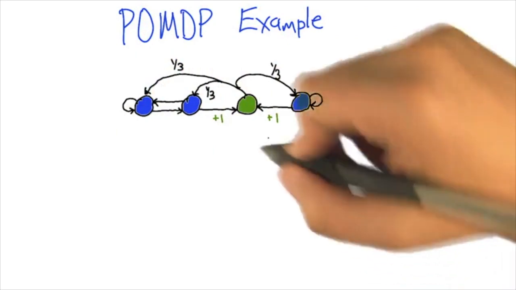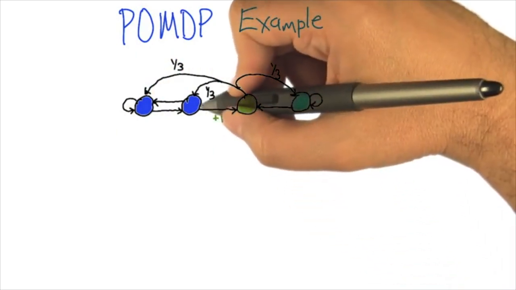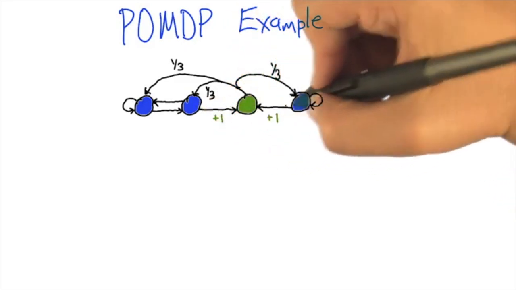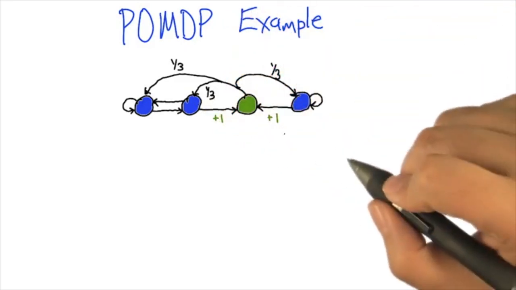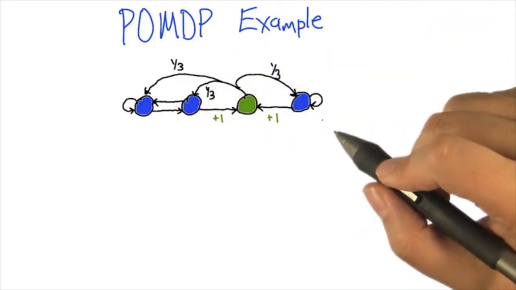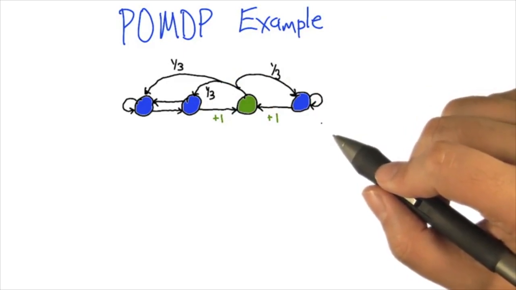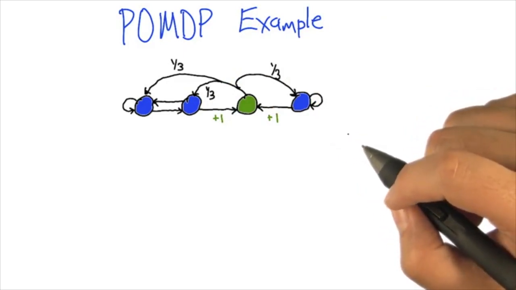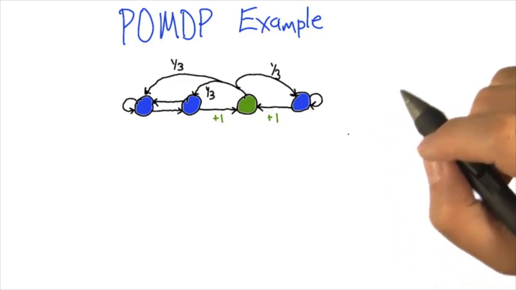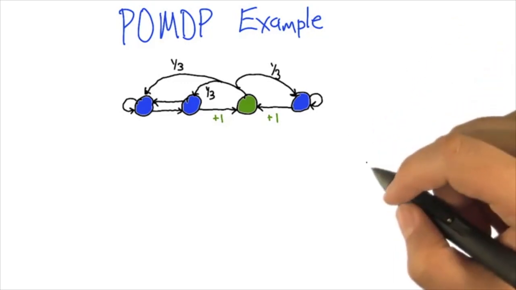And just to ground it the rest of the way out, actions that take you to the green state give you a reward of 1. Does that make some sense to you? Do you follow how this would go? I do, and I just realized that if I don't know which blue state I'm in, this is a scary, scary little problem to try to solve.